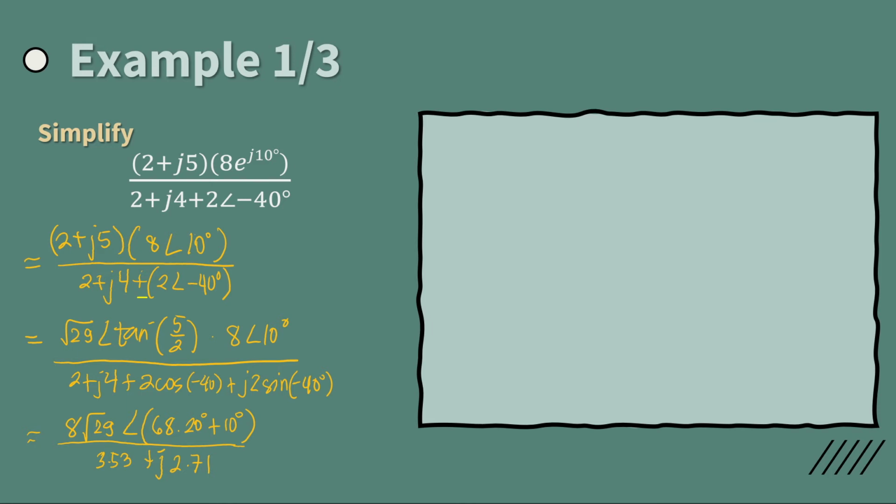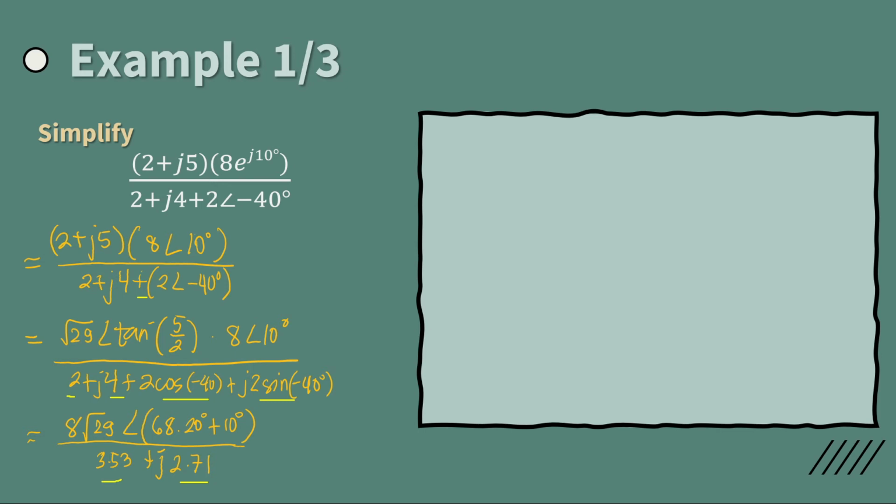And then the denominator, you have 2 plus 2 cosine negative 40, so that's 3.53, and then j4, and then j2 sine negative 40 is negative j1.29. Now we have two complex numbers, the numerator and denominator. We have learned in the previous videos also that if you are dealing with division, you convert into polar form. But no one can stop you also from multiplying the numerator and denominator by the conjugate of the denominator, and then you will get the rectangular form way.